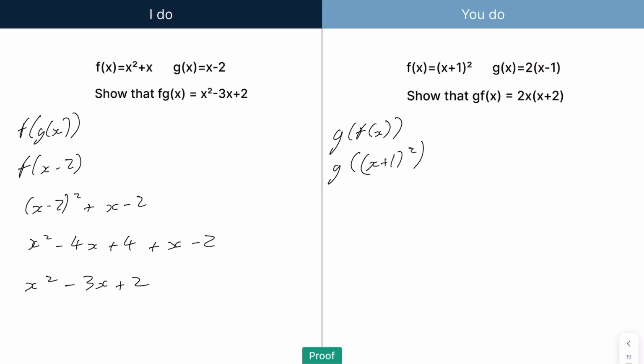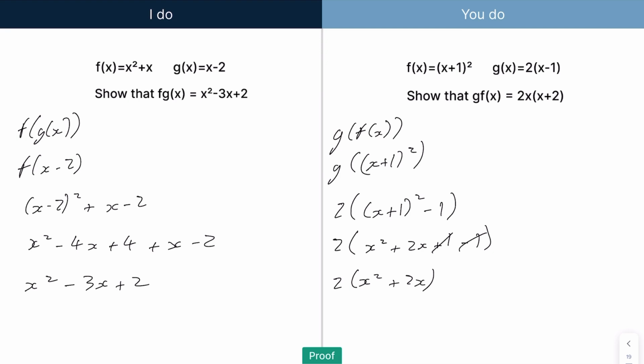So that then becomes 2 bracket (x + 1) all squared minus 1. And then that becomes 2 bracket x squared plus 2x plus 1 minus 1. So you can see that just goes, and then we're left with 2 bracket x squared plus 2x. And you can see how that factorizes, so that you can just take the x out.